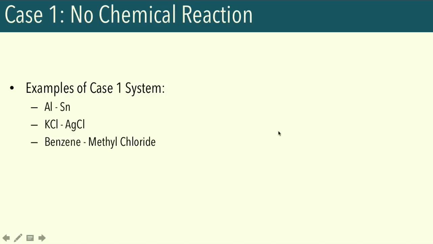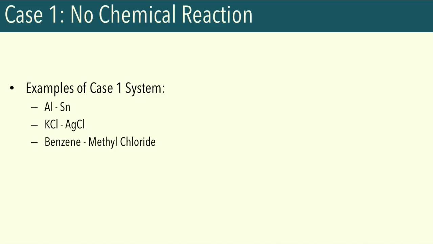So here are just some examples of case 1 systems. We have several types over here. We have a metallic system, an ionic compound system, and even a molecular compound system. Overall, all of these systems follow our simple case 1 phase diagram. So we could say that our case 1 system is a very universal system, and it could apply to many types of two-component systems.